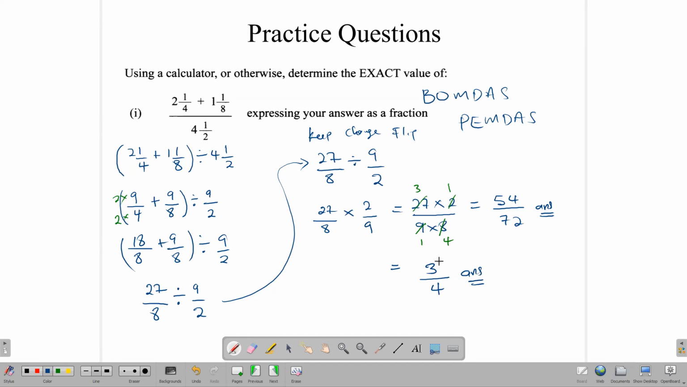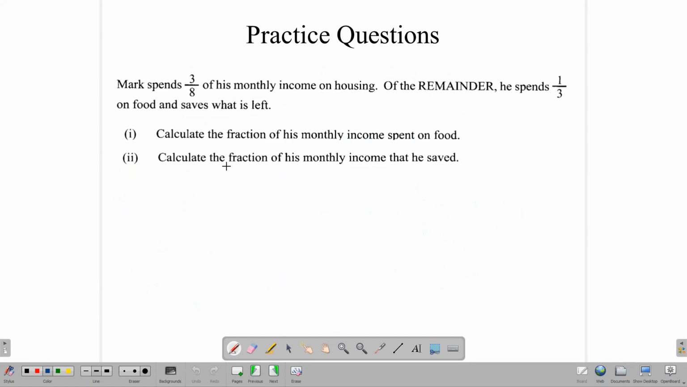If you're using a calculator, and your fraction button can also simplify fractions, you will write it like this, and press your equal, and it actually just reduces it down to its lowest form. So it's a very important button to know. All right, so these two fractions are actually equivalent. Now let's look at another question.